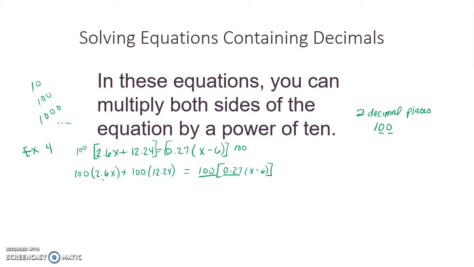So we have 100 times 2.6. We're just moving that decimal 2 places, so we end up with 260x plus 1,224 equals 27 times the quantity of x minus 6. Then we'll go ahead and distribute. So 27 times x will be 27x minus 27 times 6 is 162. And everything on this side gets to stay the same for this step.